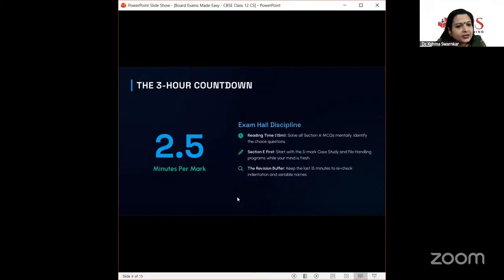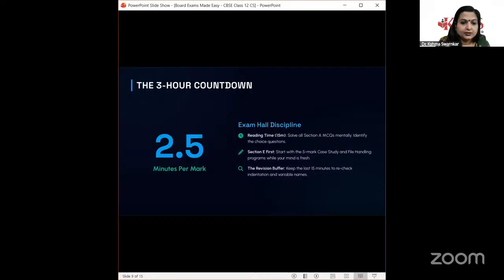Now, the 3 hours countdown. What is the strategy when we are going to the exam hall? Reading time should be 15 minutes, so that for all the sections of MCQ you mentally identify the choices. Section E first. Why is it so? Because you start with the 5 marks questions, which are case-based studies and file handling programs, while your mind is fresh. You are able to think about the case and figure out the problems, but the rest of the sections are short answers and all that, which you can manage.